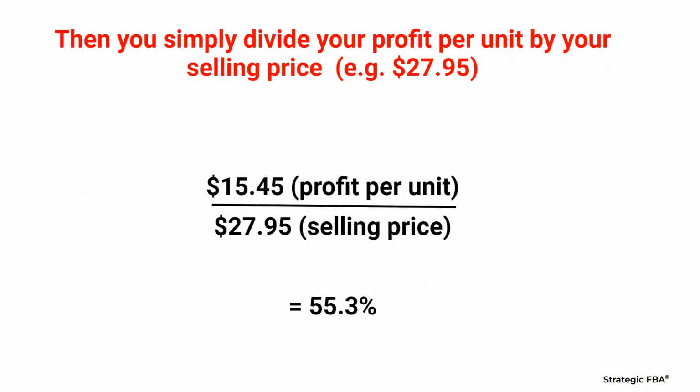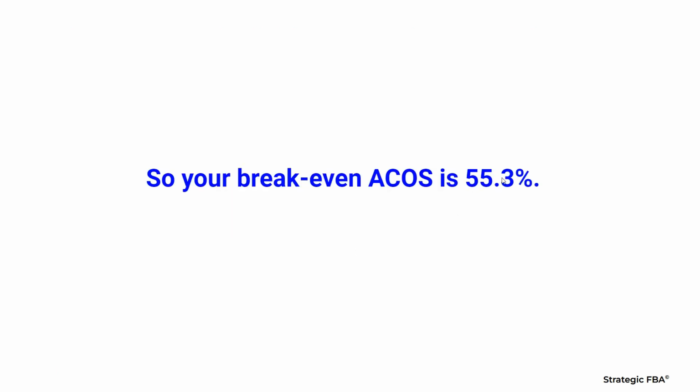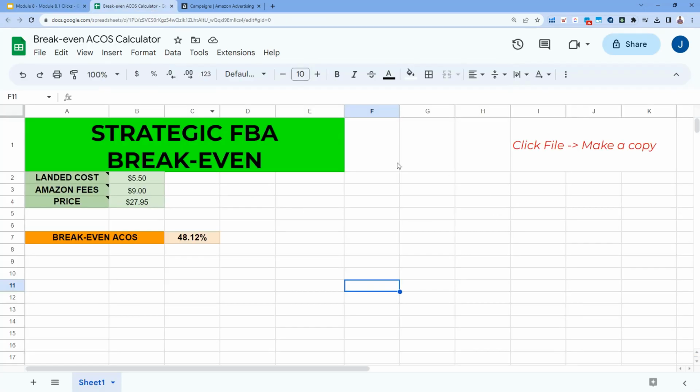This gives you a profit per unit of $15.45. And the last step is you divide your profit per unit by your selling price. So in this case, it'd be $15.45 divided by 27.95, and this gives you a break-even ACOS of 55.3%.